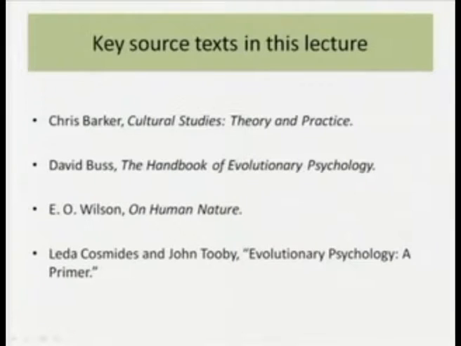Fine. So the key source texts in the lecture today are these: Chris Barker's Cultural Studies: Theory and Practice; David Buss, the Handbook of Evolutionary Psychology; E. O. Wilson, On Human Nature, and also I'll refer to Sociobiology by him; and Leda Cosmides and John Tooby's Evolutionary Psychology: A Primer. Now, obviously, these are by no means the only texts with which you can build a lecture, but time is short, and we have to talk about topics and concepts within a single lecture, so it is imperative for us to bring just a few books to your notice.